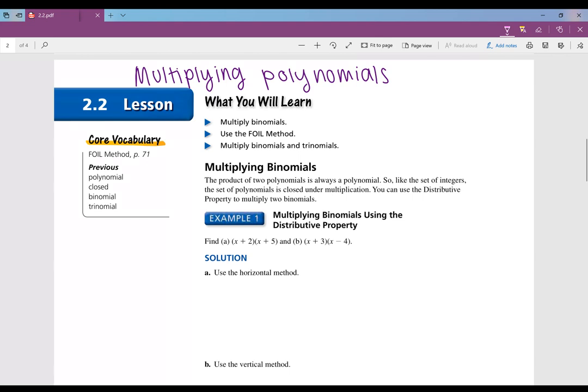In 2.2, we're going to learn about multiplying polynomials. Before we get into the notes, let's do a quick review on how to use the distributive property.